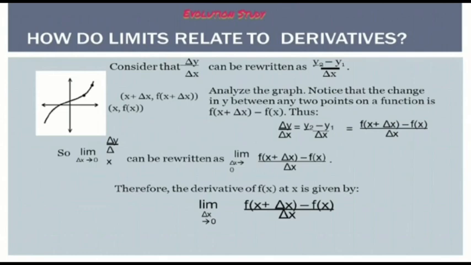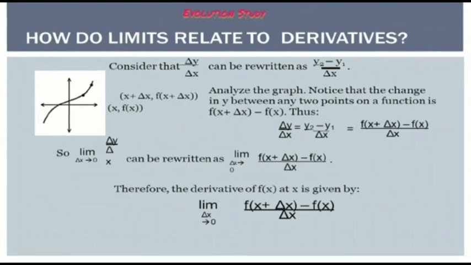Therefore, the derivative of f(x) at x is given by limit delta x tends to 0 of f(x plus delta x) minus f(x) divided by delta x. I hope you all have understood.